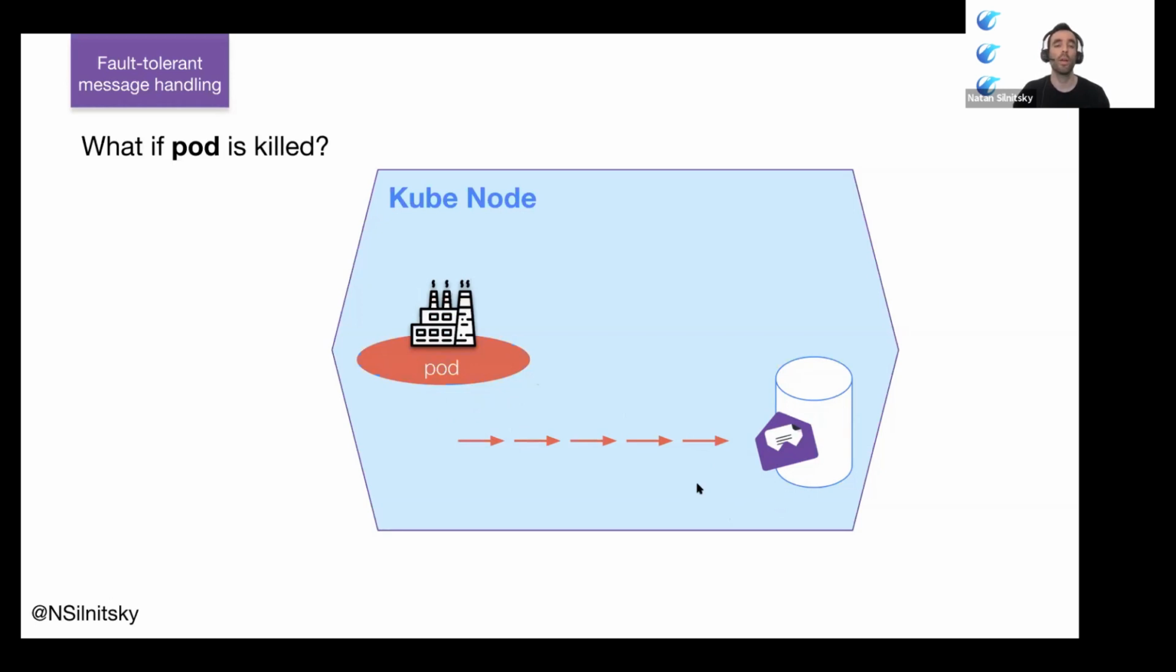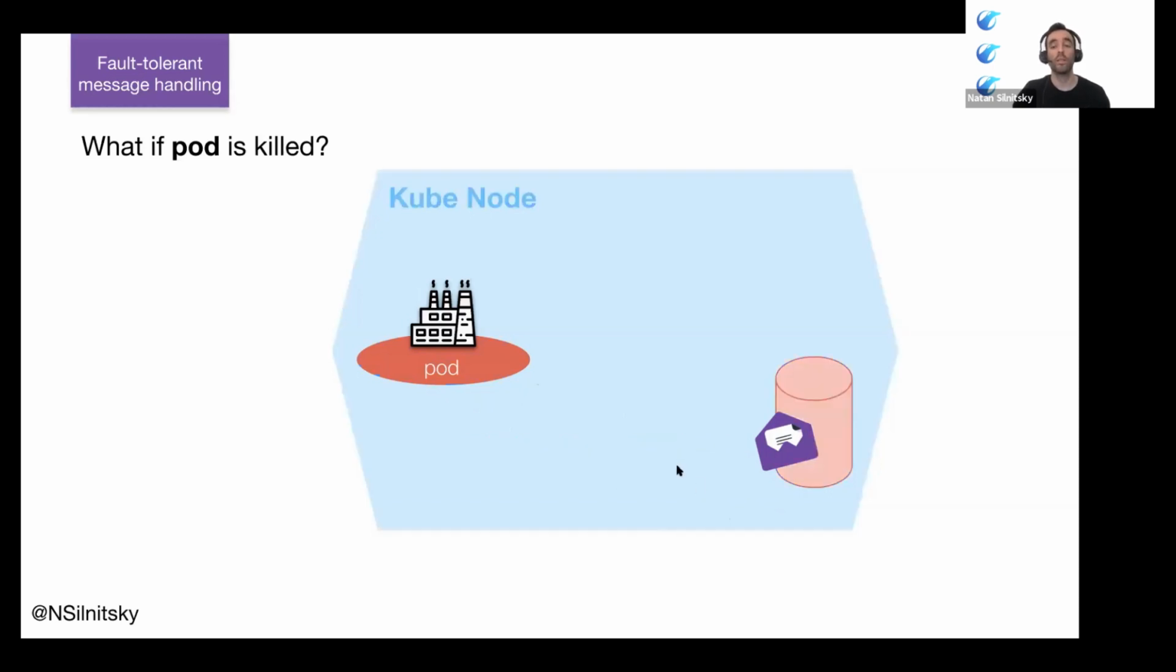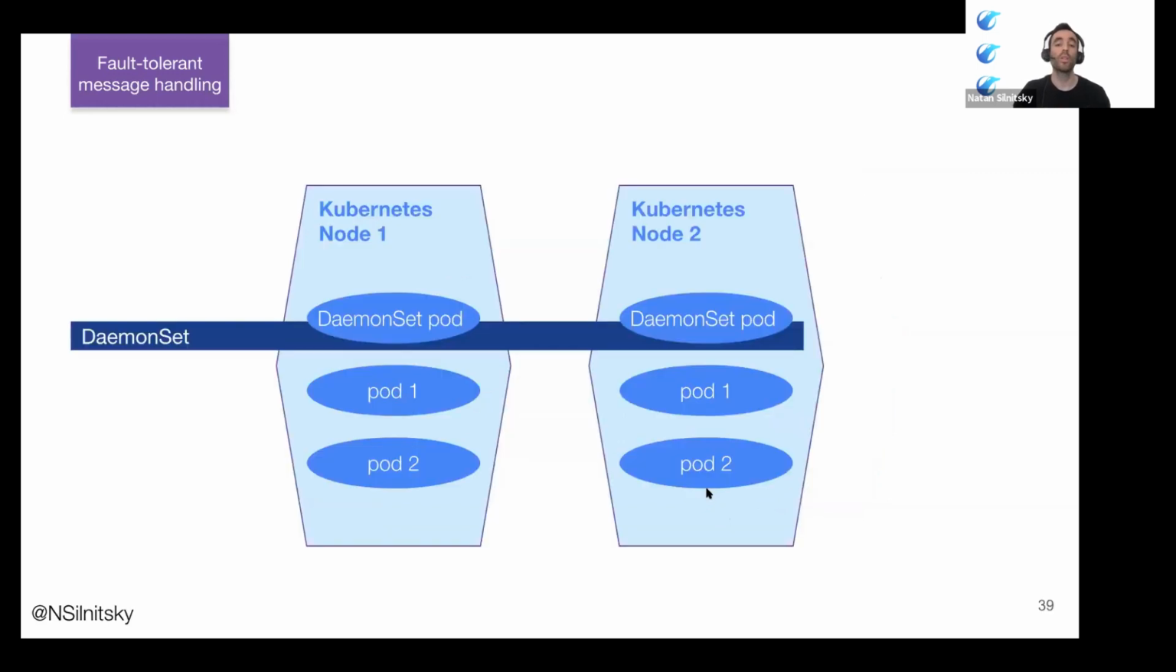But if the pod is killed and replaced, then this volume is no longer available for the next scheduled pod. So potentially we can lose messages. So what we did in order to mitigate this is to utilize the power of Kubernetes DaemonSet deployments.